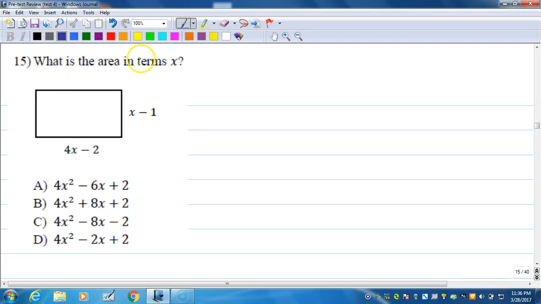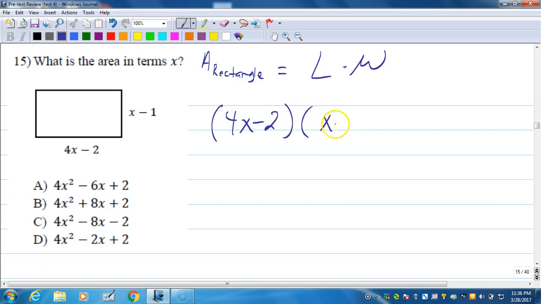15. What is the area in terms of x? What shape is this? It's a rectangle. How do you find the area of a rectangle? The area of a rectangle is not going to be given to you. You should know the area of a rectangle is length times width. So 4x minus 2 times x minus 1. And now this is simple FOIL method. Again, algebra 1 stuff.